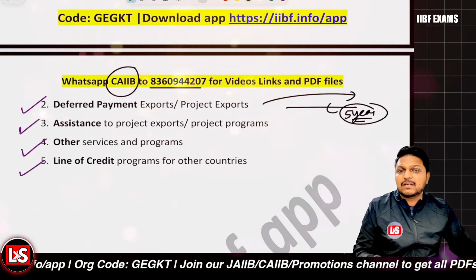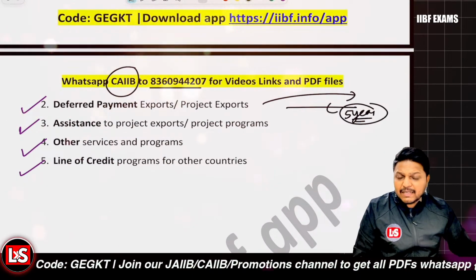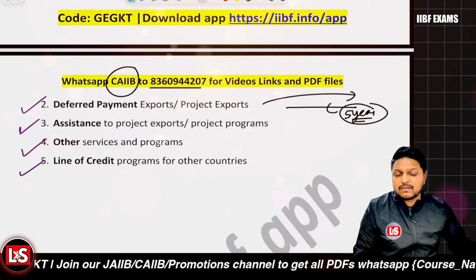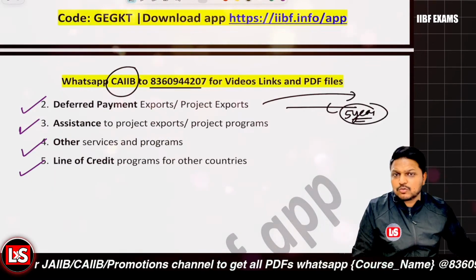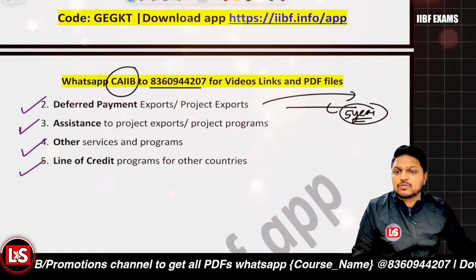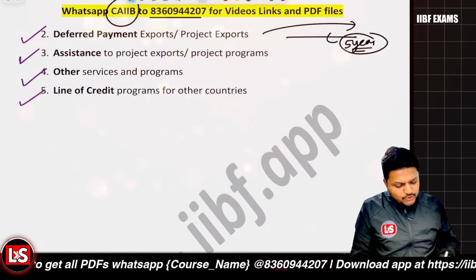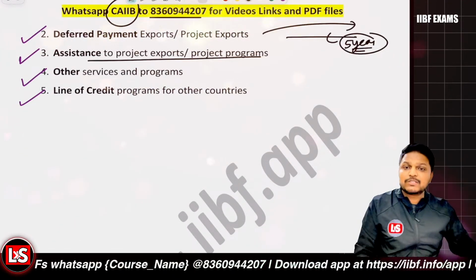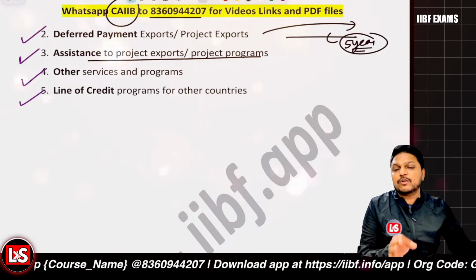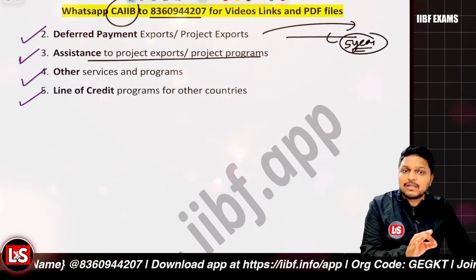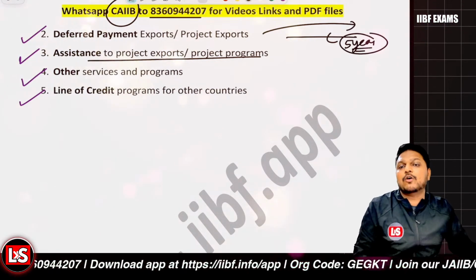They will be providing the payment structure, right? They can be providing the financing to the overseas importer also, right? So that can be done. And other than that, it's related to assistance to project exports and project programs. Like Exim Bank is going to support the Indian companies executing large projects abroad.